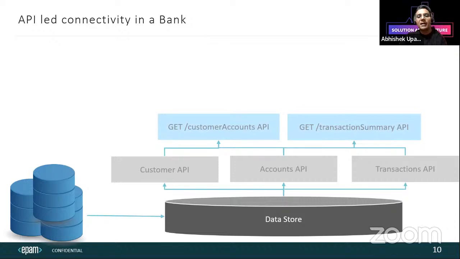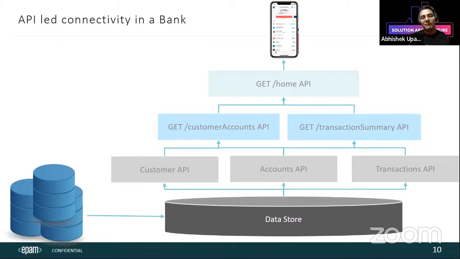Then there are some process APIs which do the orchestration over the system APIs and expose a business functionality. For example, get customer accounts API brings all the accounts of a customer. Get transaction summary API brings all the transactions from all the accounts of a customer and a summary of these transactions, not all the transactions. And there's an experience API, which is the homepage experience API. This homepage experience API was built because there was a mobile banking application, and the homepage of the mobile banking application needed all the data in one API call. And what data did it need? Some customer information summary, some account summary, and some transaction summary. For example, how much a customer is spending on restaurants using all his or her accounts.